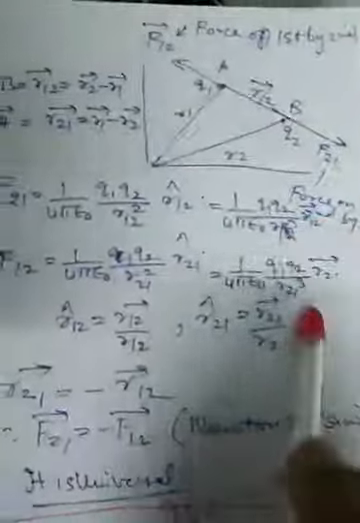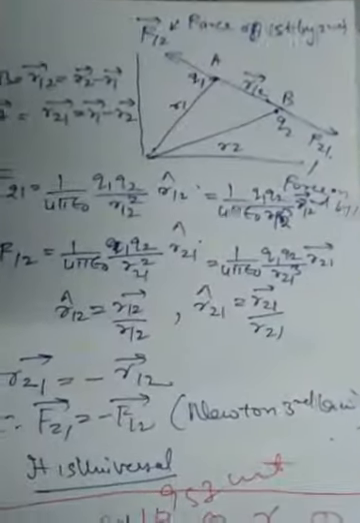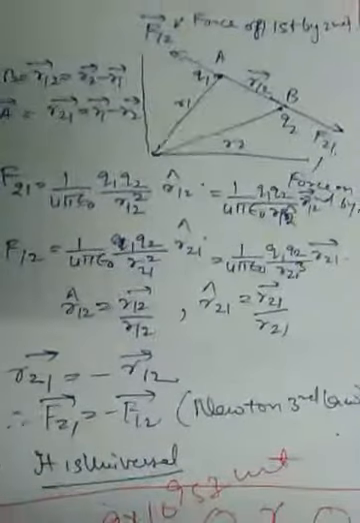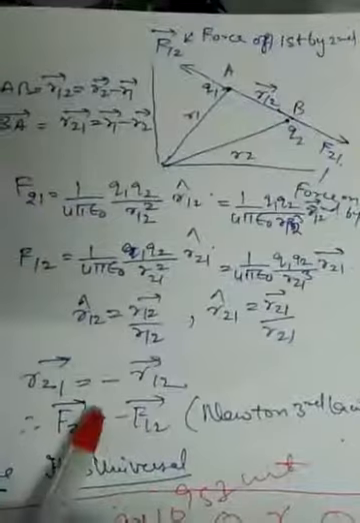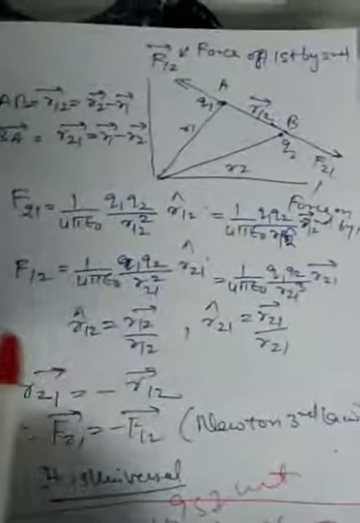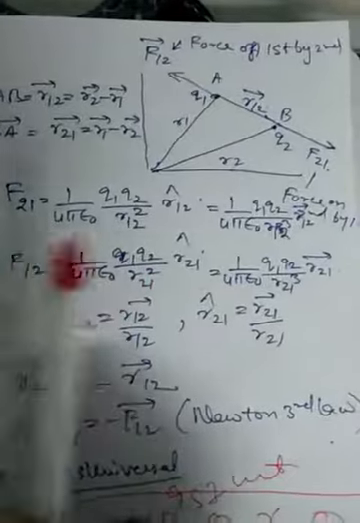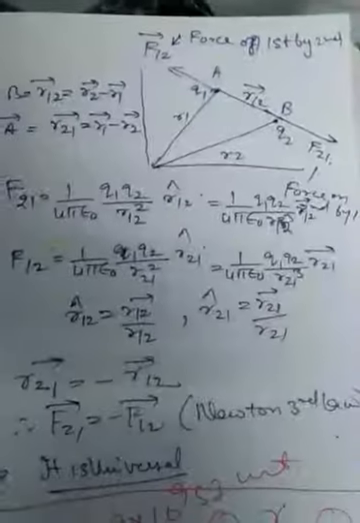So if you put it here, rest of the things are same, because here it is a magnitude only and here it is a direction. So they will be opposite to each other. So that shows F21 is equal to minus F12. That means forces are equal and opposite to each other, which obeys Newton's third law, which states that the two forces exerted by 1 on 2 or 2 on 1 are opposite to each other.